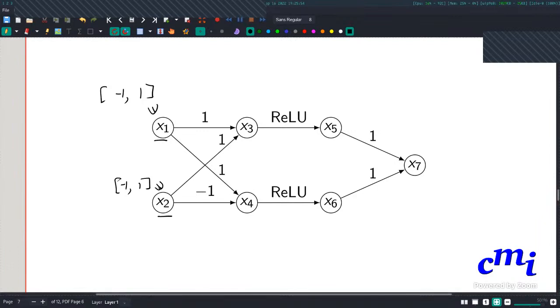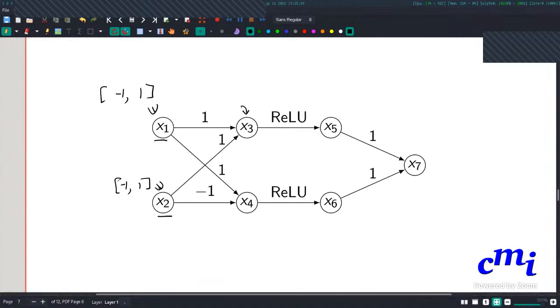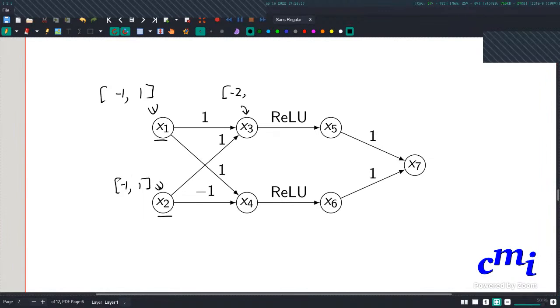Now we know that x3 is going to be the sum of x1 and x2, right? So what can we say about the interval which x3 must lie in? The minimum possible value of x1 and x2 is -1, so the minimum possible value of x3 is going to be -2, and that happens when both x1 and x2 are -1. Similarly, the maximum possible value of x3 happens when both x1 and x2 are +1, that is 2. So here you have -2 to 2.